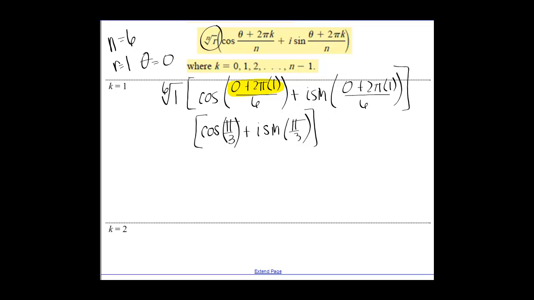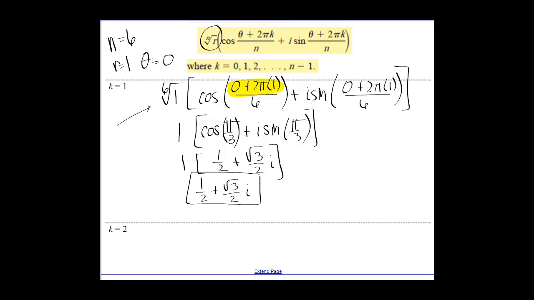And the 6th root of 1 is still 1. Quick note, this number out front will stay the same for each of our calculations. So we've got 1 times cosine of pi over 3, which is 1/2, plus sine of pi over 3, which is root 3 on 2, i. If we distribute the 1, the second root of 1 is 1/2 plus root 3 over 2 i. 2 down, 4 to go.